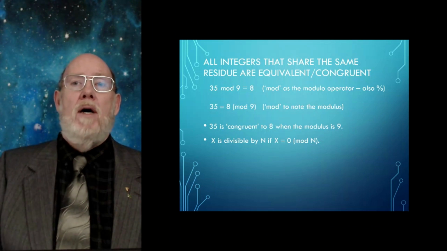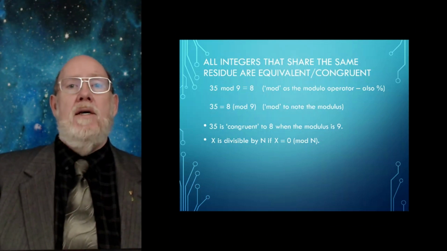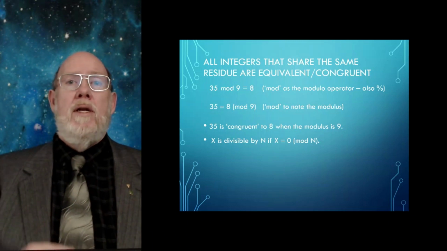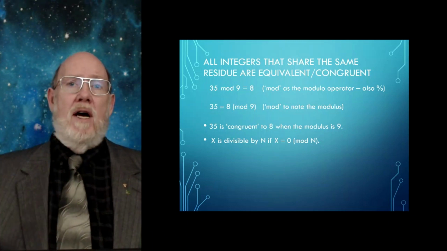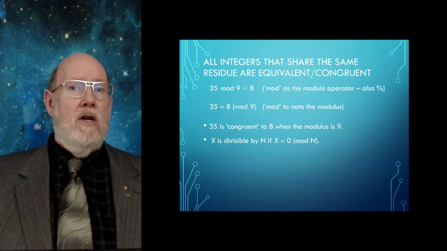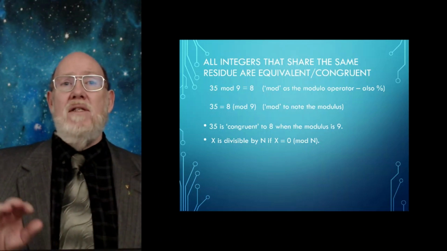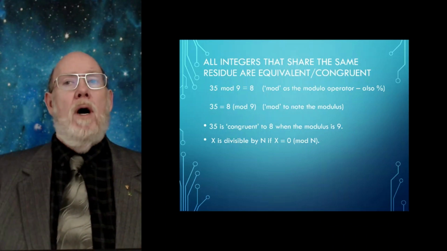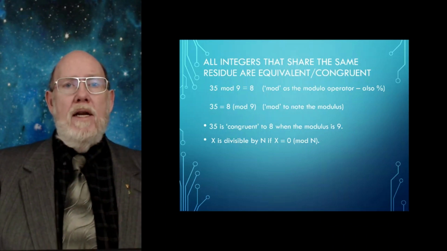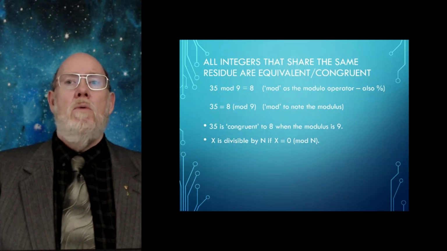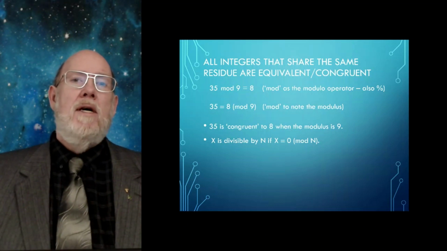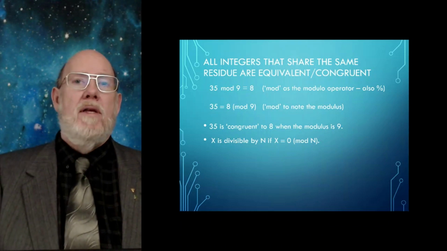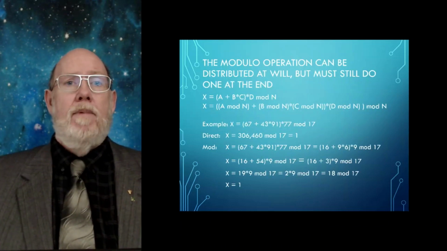So 35 is congruent to 8 mod 9. Here the word mod, followed by the modulus, is written in parentheses off to the side. It's really just a note, but a note that is needed because 35 is not always congruent to 8. It just happens to be in the case of a mod 9 world. Any value that is congruent to 0 when reduced by a particular modulus is evenly divisible by that modulus. This is a property that is often exploited.